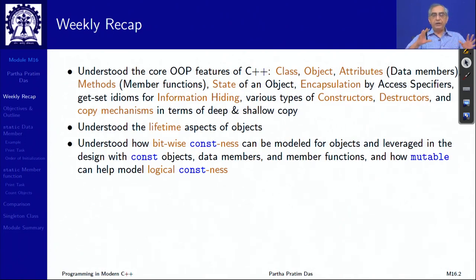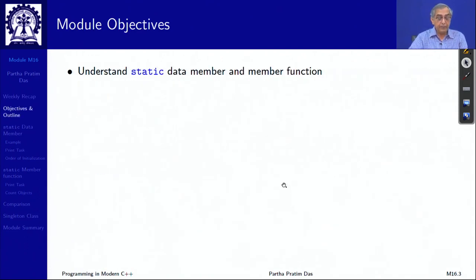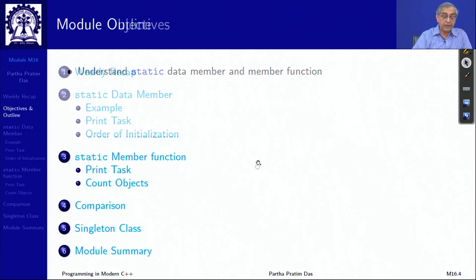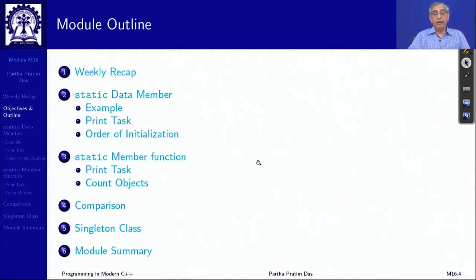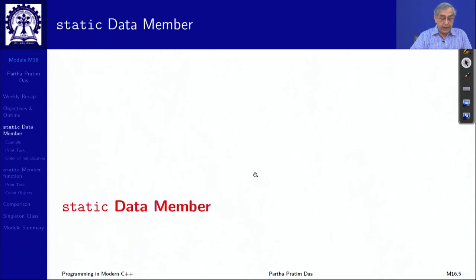So, we have got a foundational basis on the object oriented programming aspects. Now, we will build further on this. What I am going to discuss in this module is understanding of static data members and member functions. So, there will be extensions to the class design we have already talked of, and they will cover some specific areas of problem solving. Here is the outline, as you can see, and we will start with static data member.